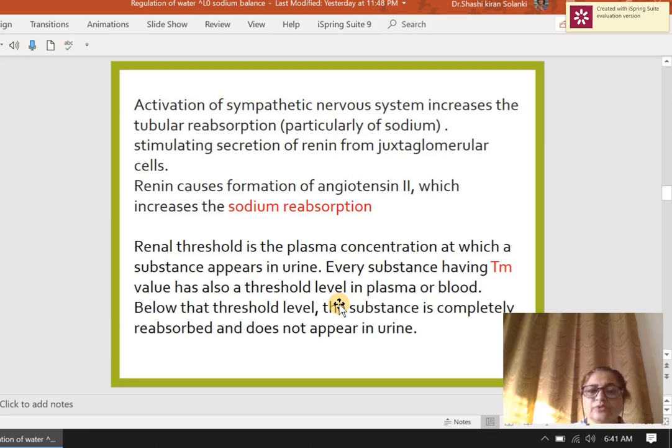There are thresholds in the plasma concentration at which substances appear in urine. We call it the renal threshold, designated by the Tm value. Each and every substance has its own threshold value. For example, for the sugar in our blood plasma, the threshold value is 180 milligrams per dL. If the value increases above it, then glucose appears in the urine. If the value is within the range, the whole glucose is reabsorbed and moved back to the blood capillaries.